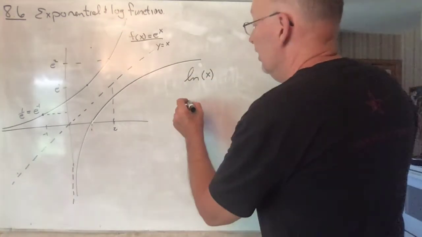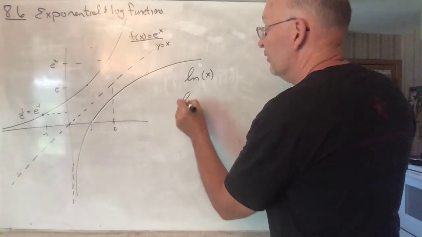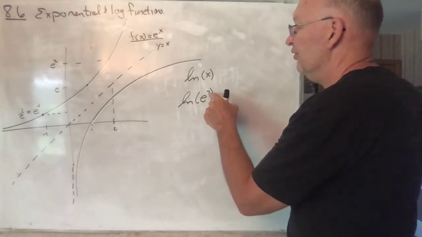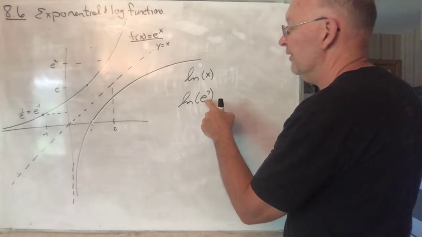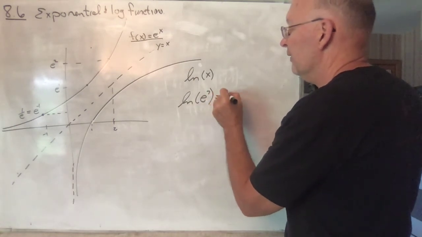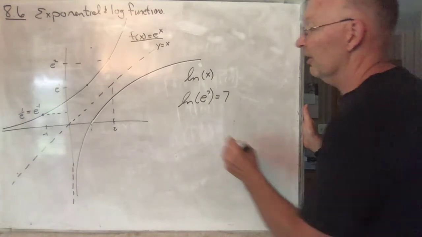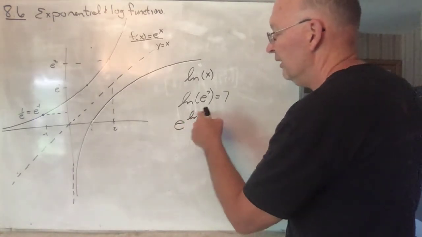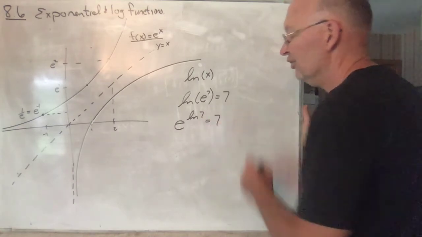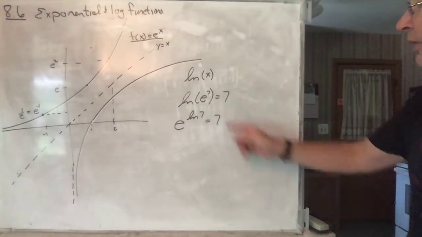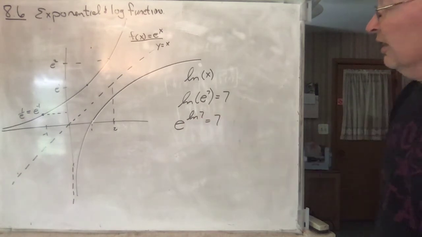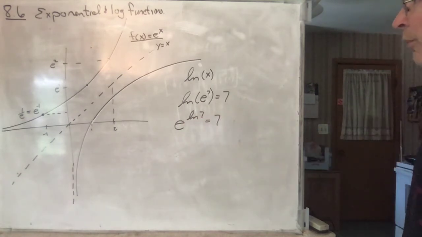So in other words, if I take the natural log of e to the 7, well, this took 7 and gave you e to the 7, and this gives you back the 7 again. They undo each other. Or if I say e to the ln of 7, they undo each other. You get your 7 back again. Whatever this does, this undoes it. Whatever this does, this undoes it. And so you just get your number back again.